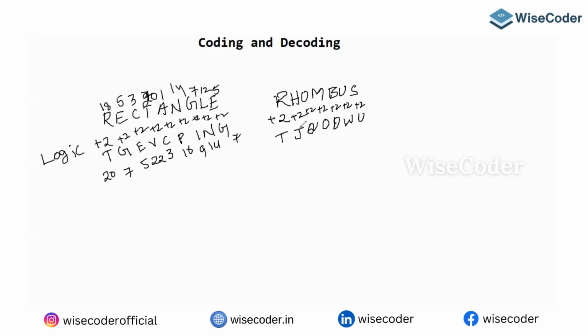So rhombus is coded as TJQODW. Okay, so this is all about plus 2. The previous question is what? Plus 1. This question is what? Plus 2, and the previous question is what? Reversely added. And before that question is what? He is adding plus 1, plus 2, plus 3, plus 4 kind of thing. There are different varieties of questions in this particular concept.